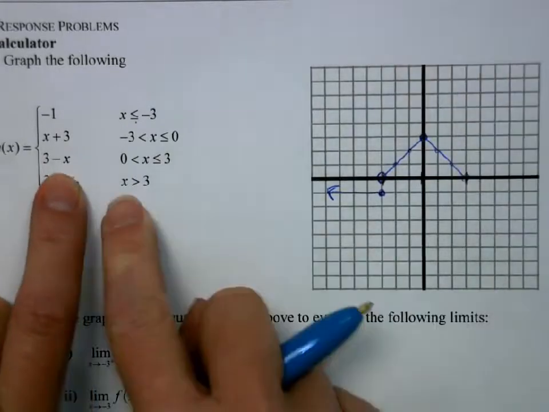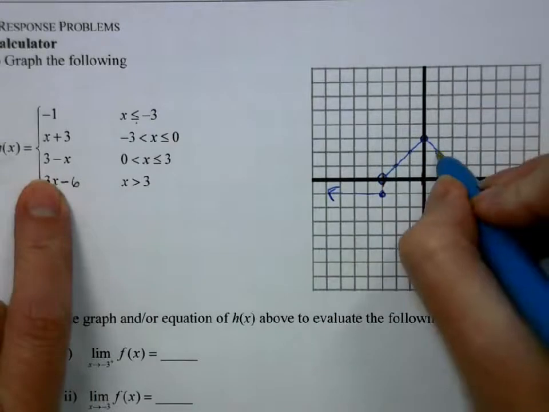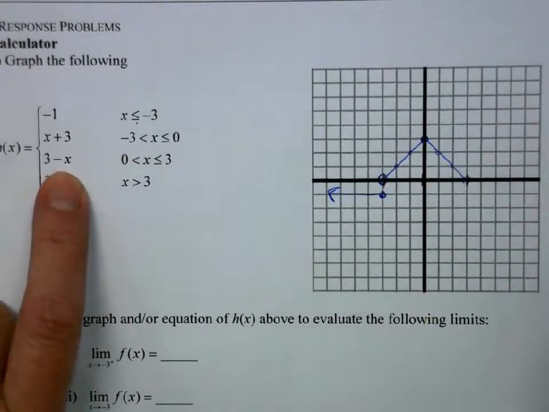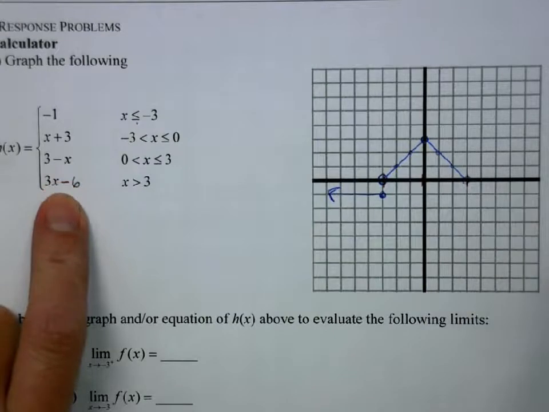Okay, and you can always just plug in points. Plug in 1, you get 2. Plug in 2, you get 1. Plug in 3, you get 0. So if you're not sure how to graph it, that's always a good idea.